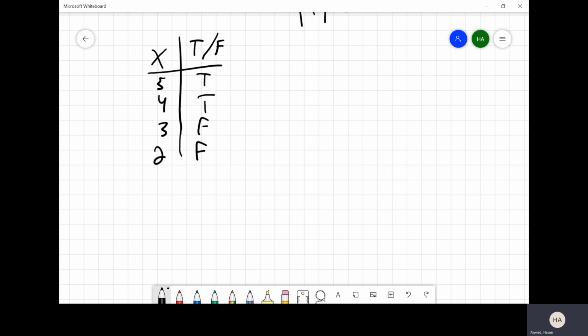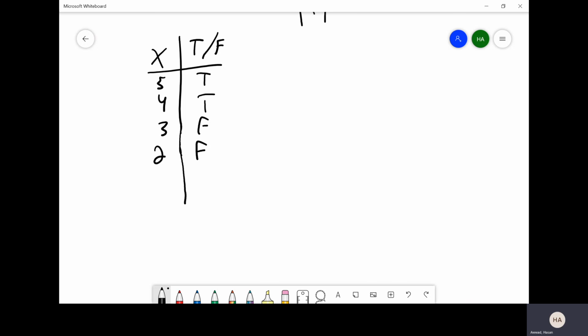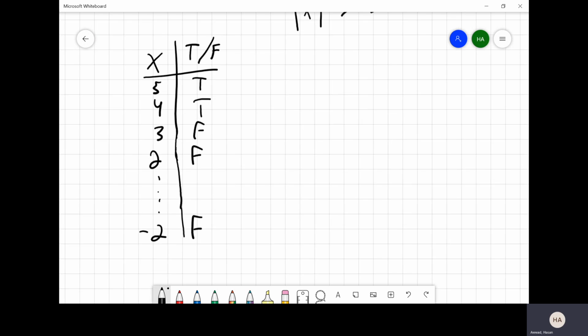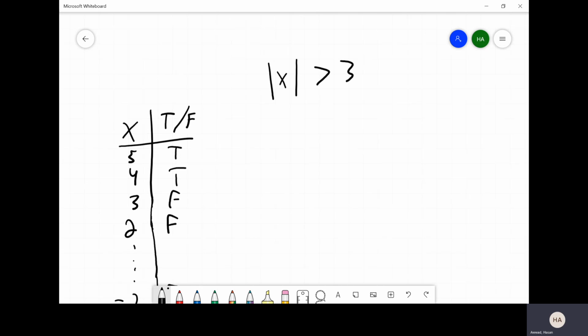And we can continue this extrapolation, and it goes all the way, even through some negative numbers, up until we hit -2. Absolute value of -2 is still 2, and is 2 greater than 3? Well, no, right? So now you can see that when we have the greater than sign pointing towards the absolute value, all of the numbers between the endpoints are going to be false, as opposed to all of the numbers between the endpoints being true when we had the less than sign pointed towards the absolute value.